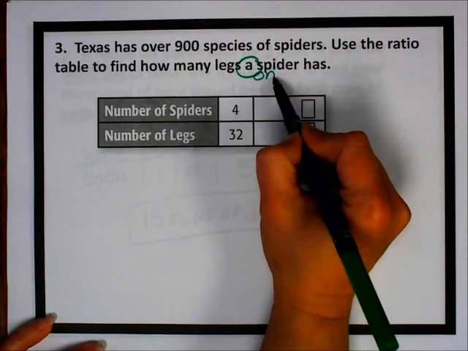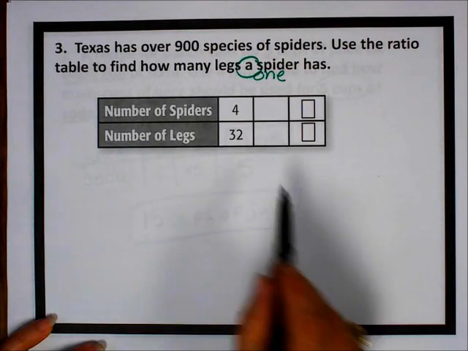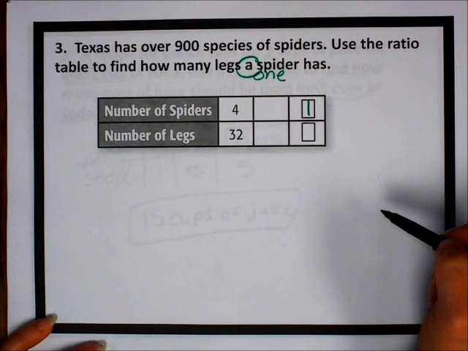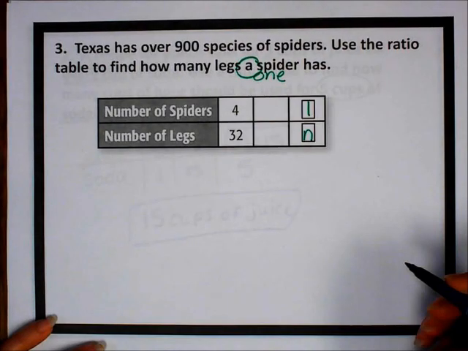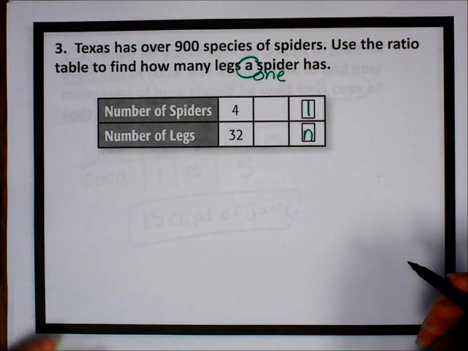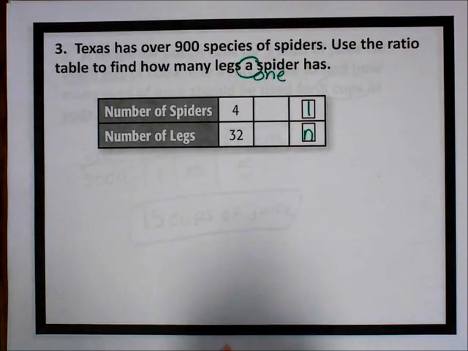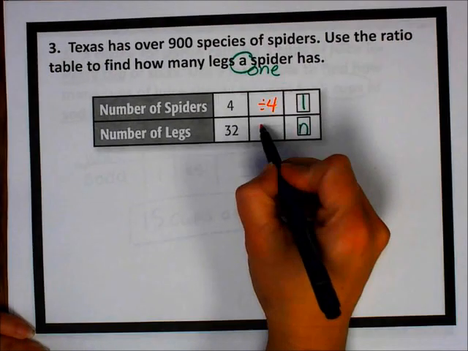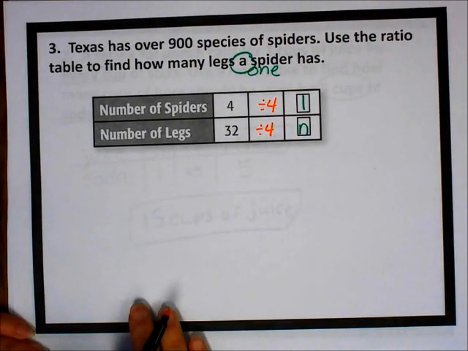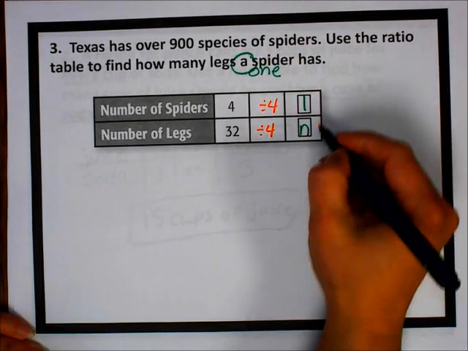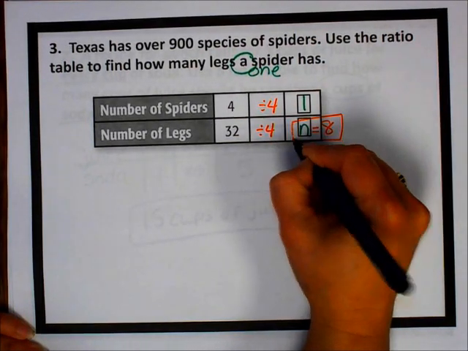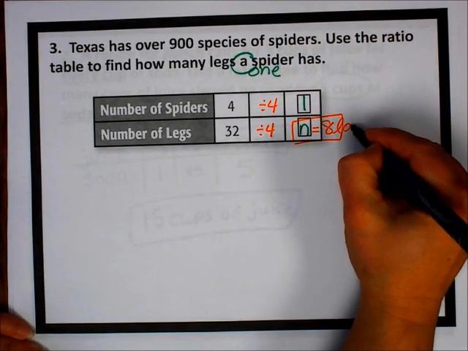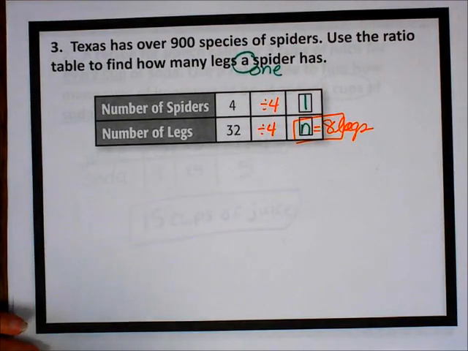A spider means 1 spider. So I'm going to come to number of spiders and put a 1. And I'm going to use the variable n. And then I'm going to solve my ratio table. So I have to ask myself, what do I do to get from 4 to 1? I divide by 4. So I do the same on the bottom. So 32 divided by 4 is 8. So n is equal to 8 legs. So 1 spider has 8 legs.